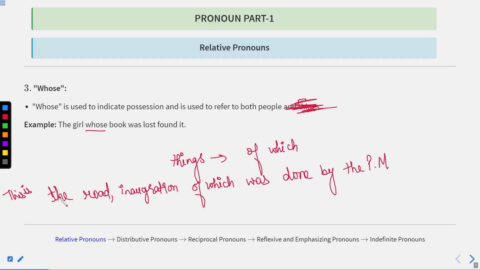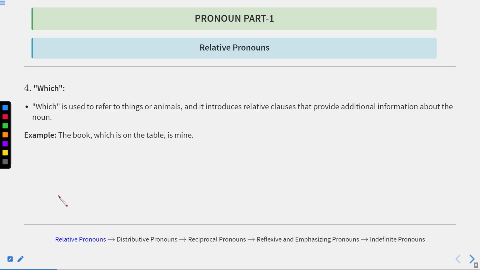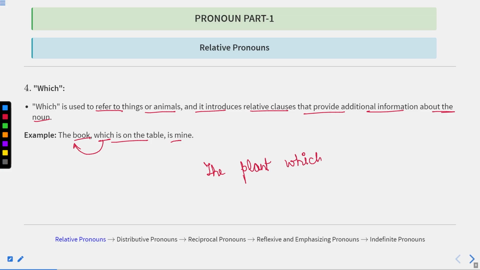Okay, now let us move to the next one. Now here we'll discuss the use of which. Which is used to refer to things or animals, and it introduces relative clauses that provide additional information about the noun. The book which is on the table is mine. So which is indicating this book, giving some additional information about it. I can also say, the plant which you gave me is growing very well.